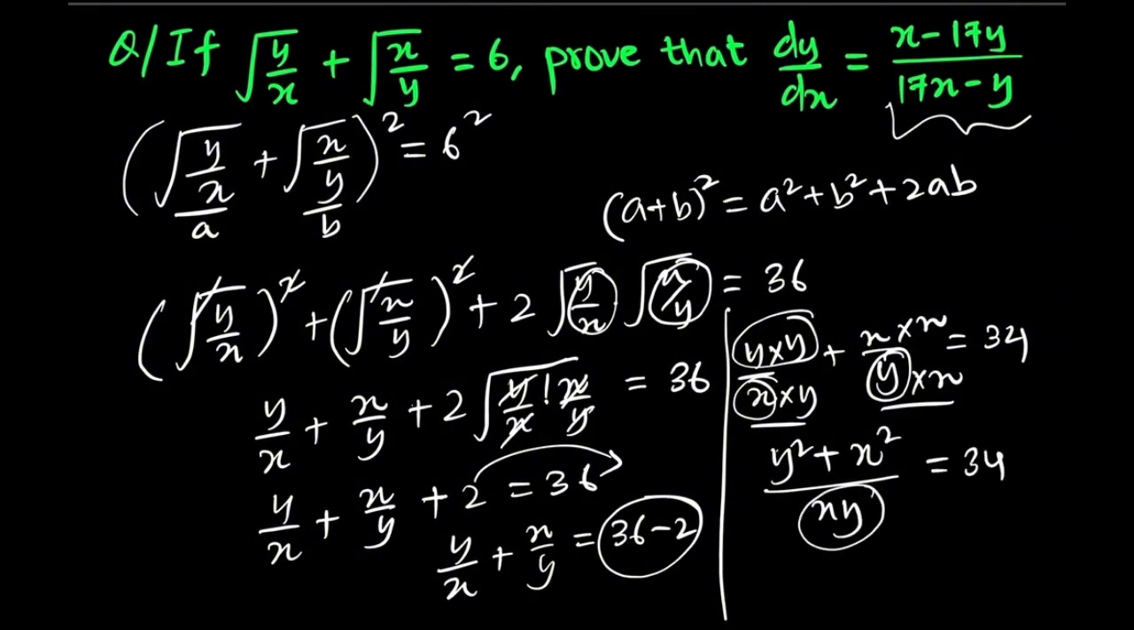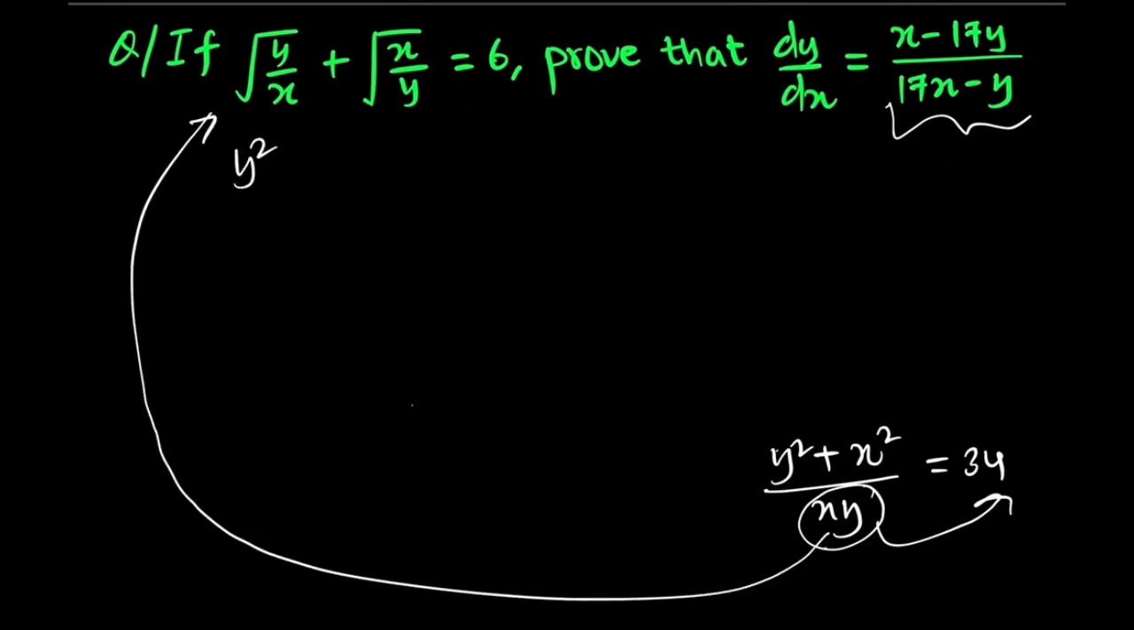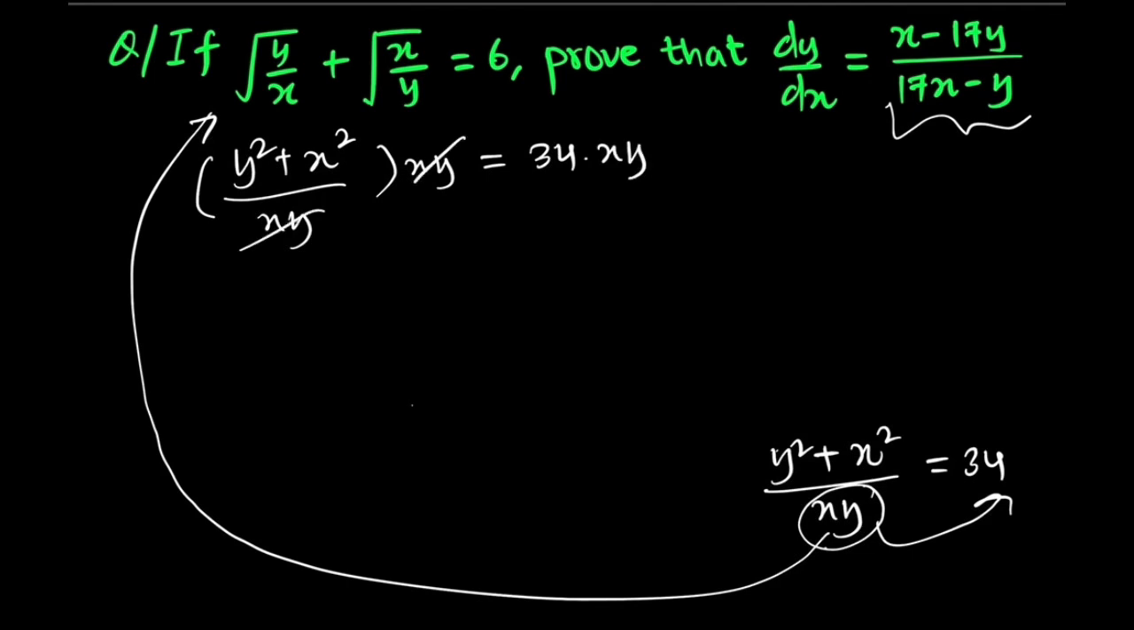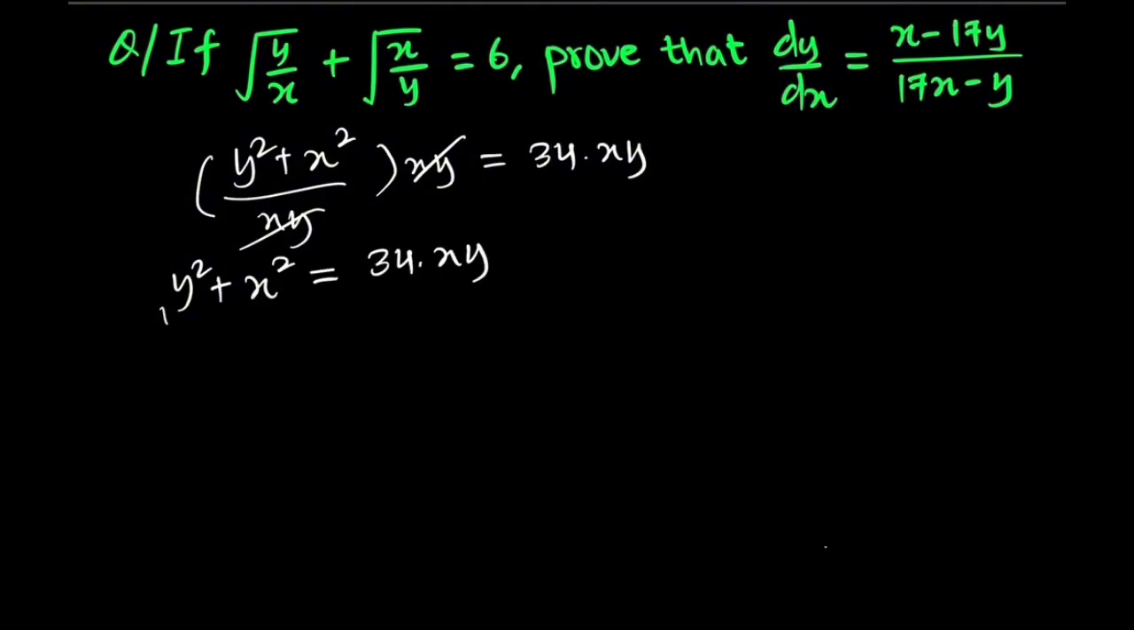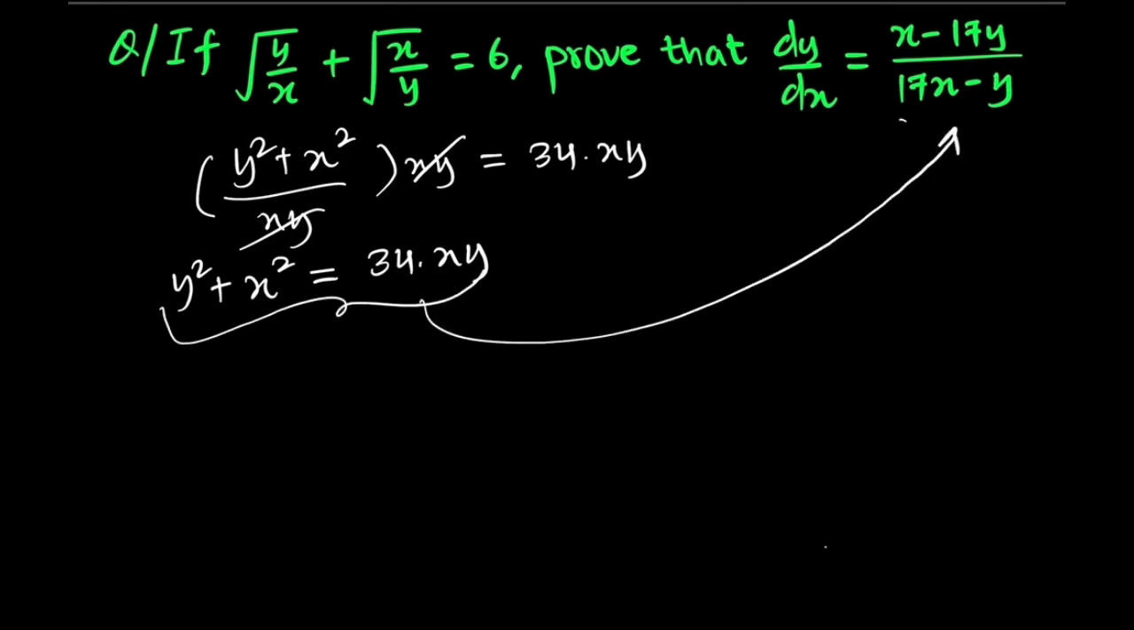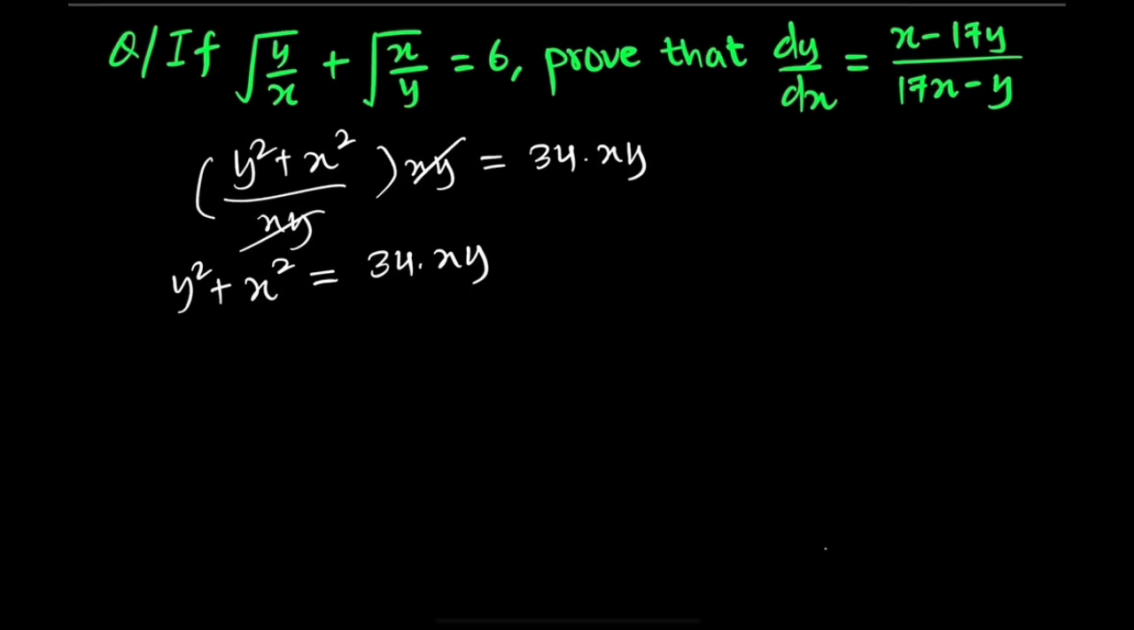Now I want to take this xy to the other side of the equation by multiplying xy on both sides of the equation. Now it becomes y square plus x square divided by xy times xy equals 34 times xy. xy and xy get cancelled out, which becomes y square plus x square equals 34 times xy. So guys, only now I want to differentiate this function, so I perfectly land with this answer. Now let's differentiate this with respect to x on both sides of the equation.